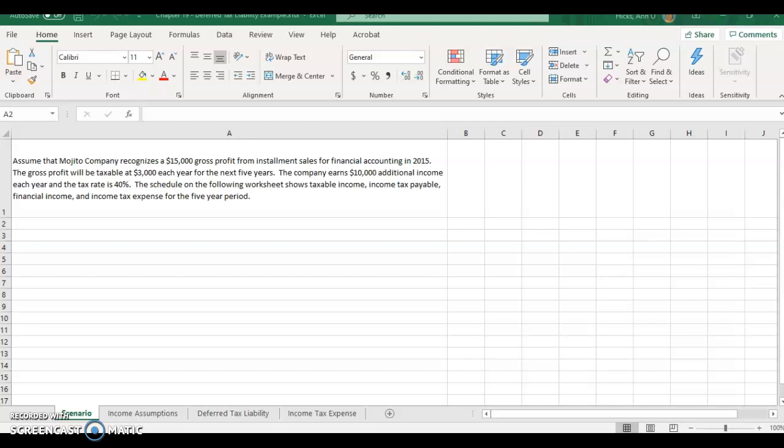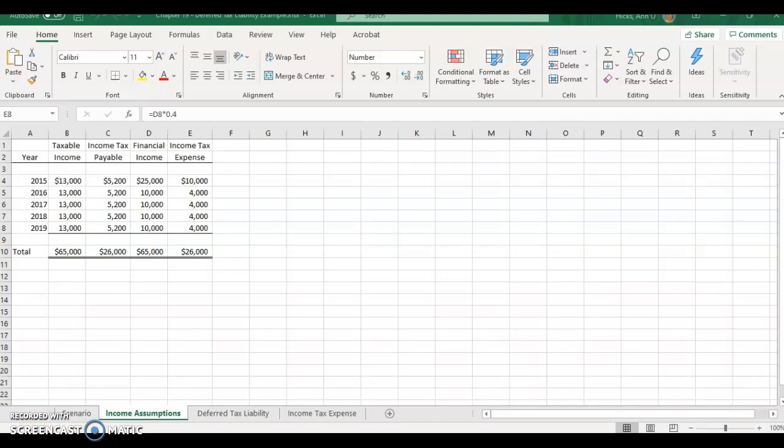From an IRS perspective, we will recognize it as we collect it. So it will be spread over the 5-year period. So it will be taxable at $3,000 each year for the next 5 years. The company earned $10,000 additional income each year, and the tax rate is 40%. We're going to walk through several schedules that ultimately will get us to the journal entries that we will need to make.